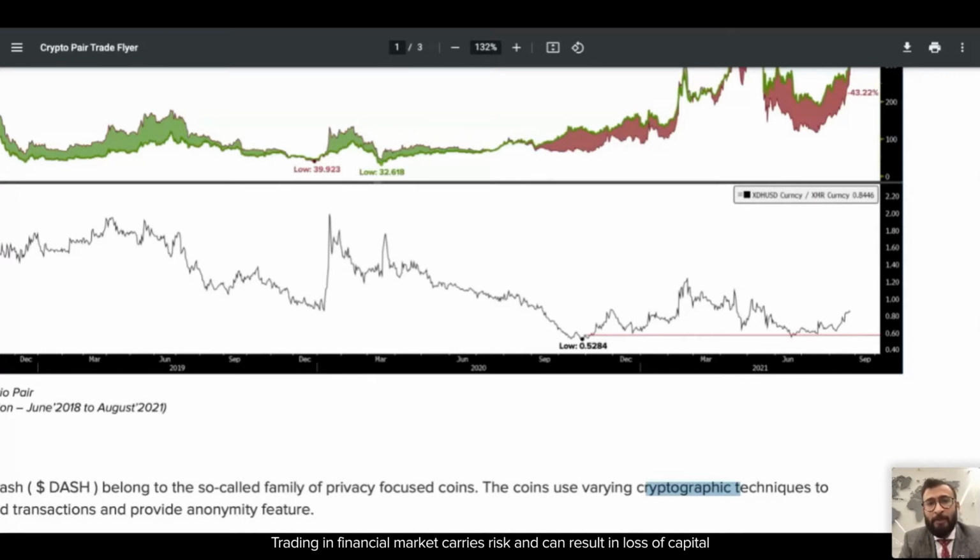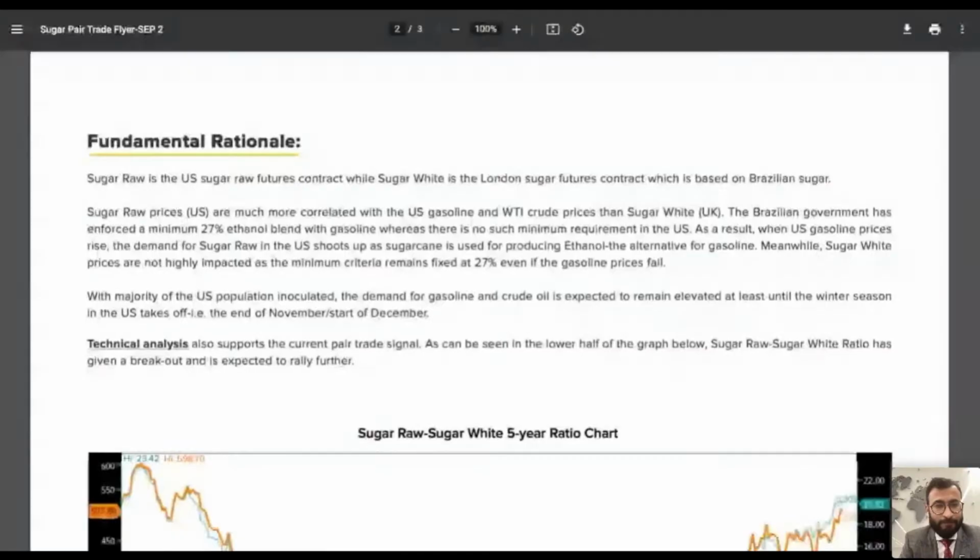Okay, now coming back, we talked about market neutral, we talked about pair trading, and there are a lot of pairs in the market. So let me tell you one of those. Let's see this one. Remember the example of the crypto pair which I did, and now let me show you something like this.